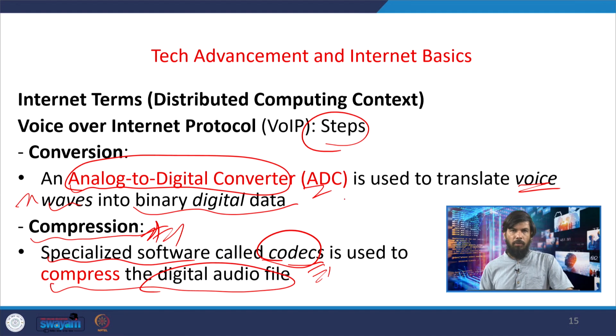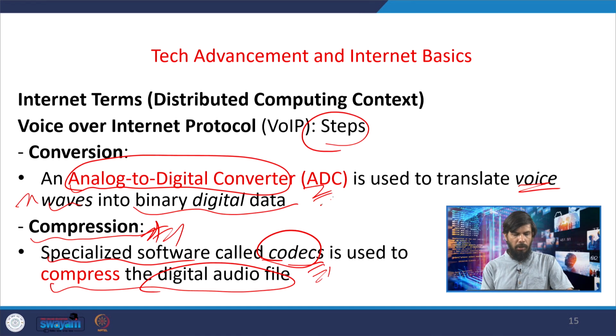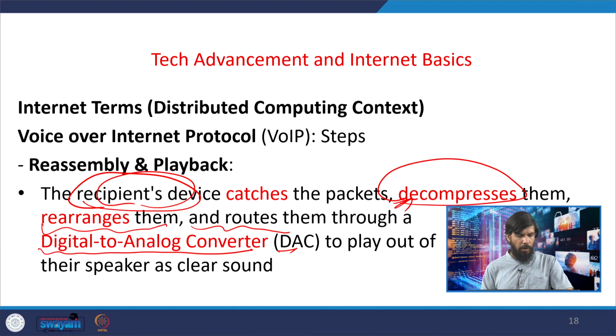If you recall, the first step was the analog to digital converter. A speaker was saying something, and that acoustic voice was converted into a digital format because it was to be transmitted through the network. So, analog to digital converter, ADC, happened. Now, later when the digital audio data is received, you have to convert digital back to analog, so that the listener can understand what was said by the speaker.